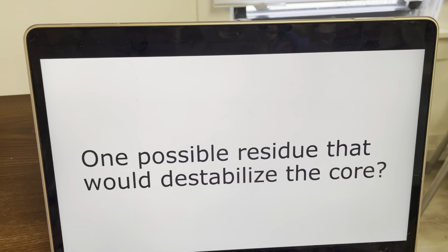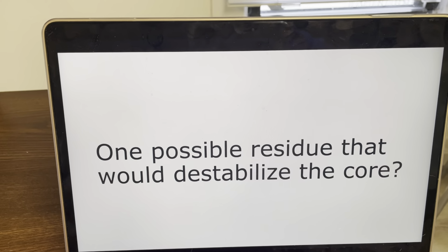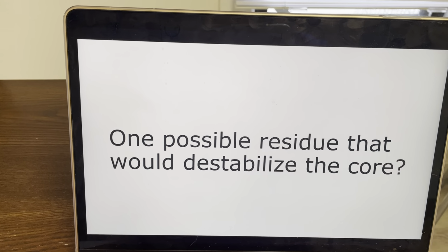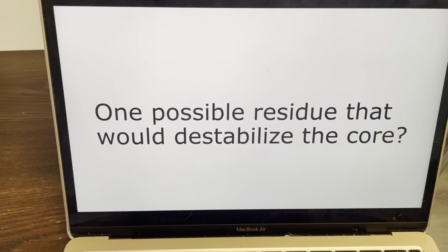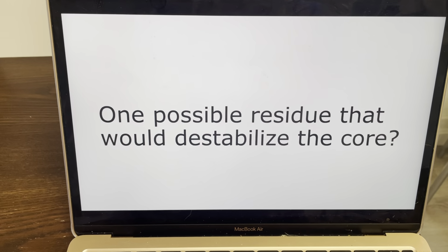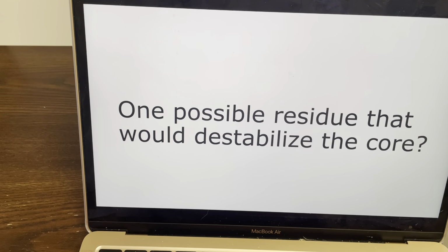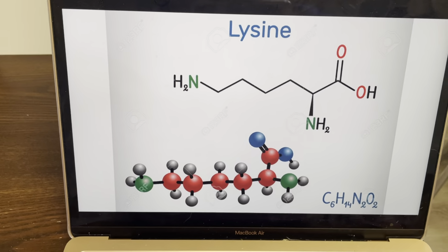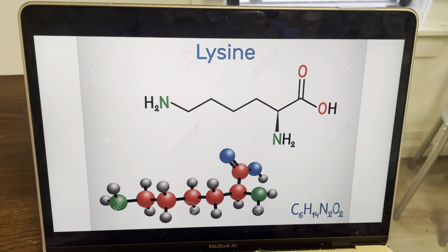Then we were asked the opposite of the first question, as to what could destabilize the core of leucine. I think the takeaway for this is any hydrophilic residue can destabilize the core by breaking the hydrophobic interactions that are present. But an example of this could be lysine. And here's just a chemical property of lysine.